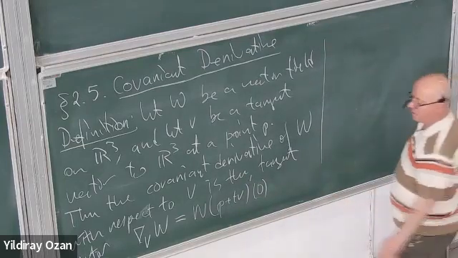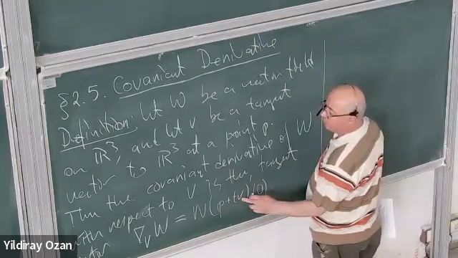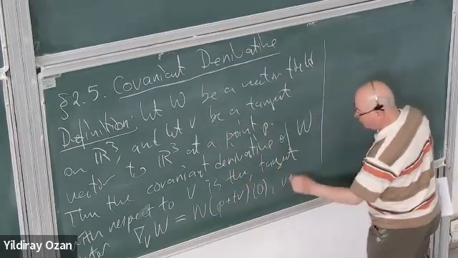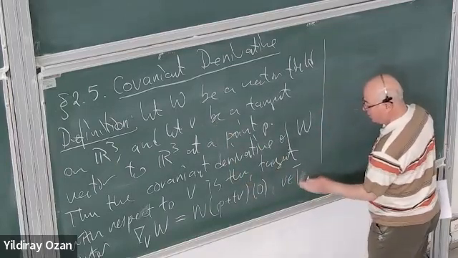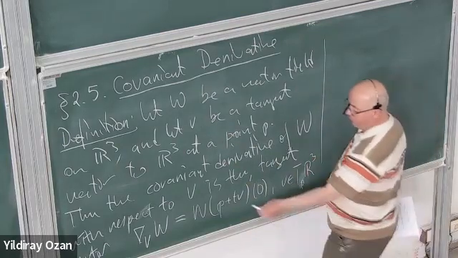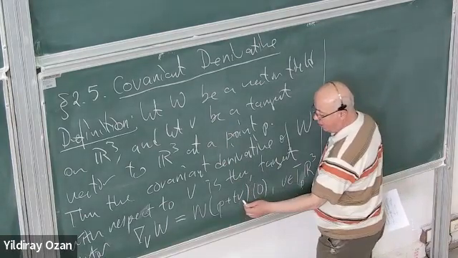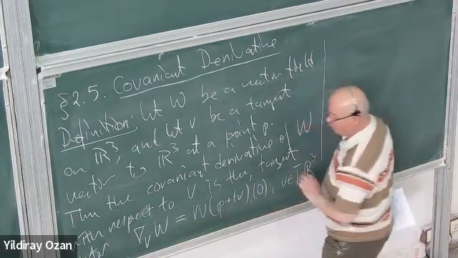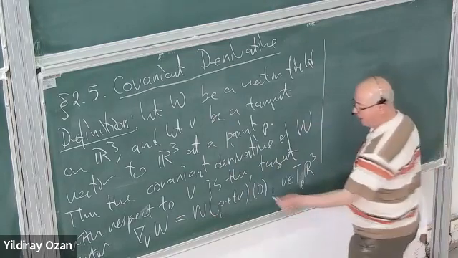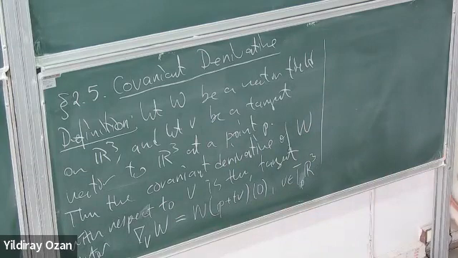So here P is the fixed point, V is the vector, right? So the only variable is t here. I am taking the derivative with respect to t of this object and computing it at t equals 0. Okay.